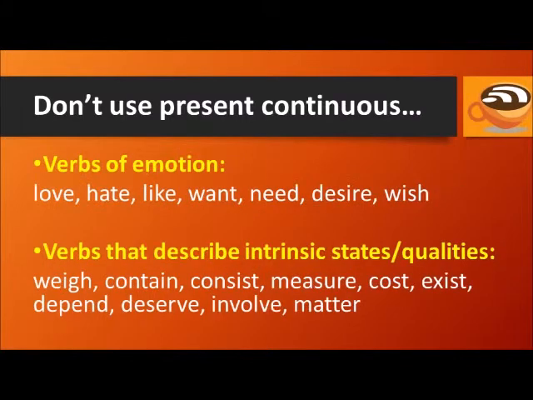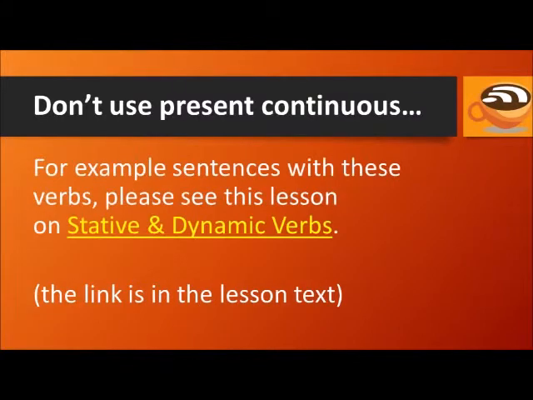Verbs involving perception of the senses, like hear, smell, see, feel, appear, seem, and resemble. Verbs of emotion, like love, hate, like, want, need, desire, and wish. And verbs that describe intrinsic states or qualities, like weigh, contain, consist, measure, cost, exist, depend, deserve, involve, and matter. For example sentences with these verbs, please see the lesson on stative and dynamic verbs. The link is in the lesson text.